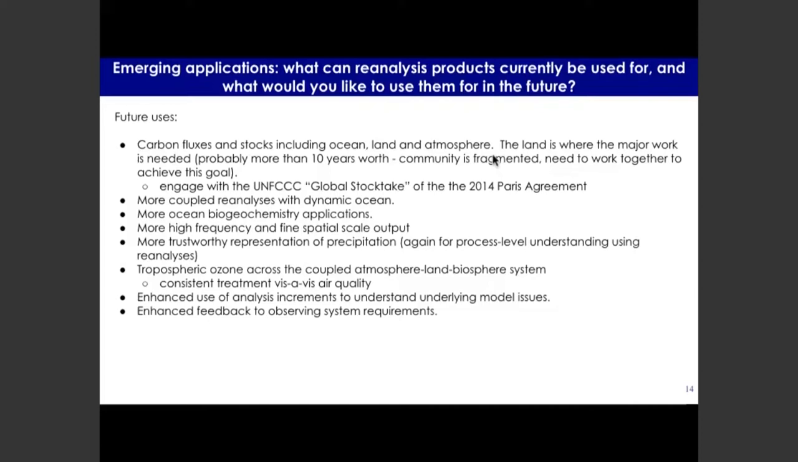And then this came up yesterday in Anne's talk in particular, that there could be enhanced feedback to observing system requirements, where we can show really where we're missing things that would be helpful for the reanalysis.